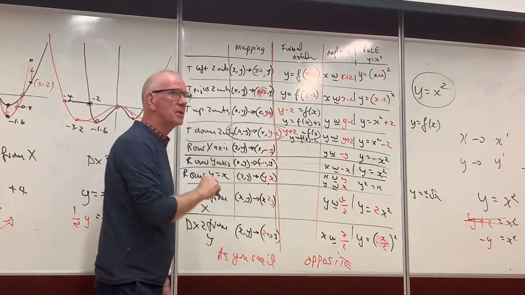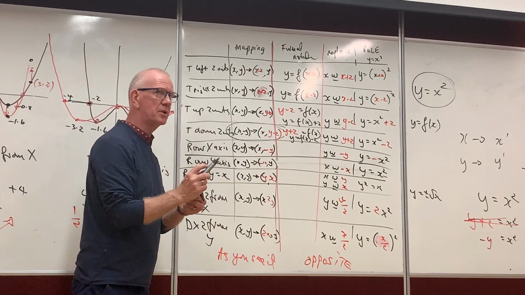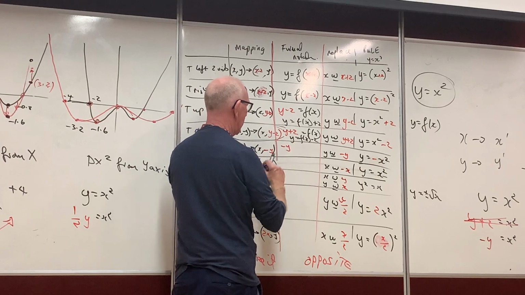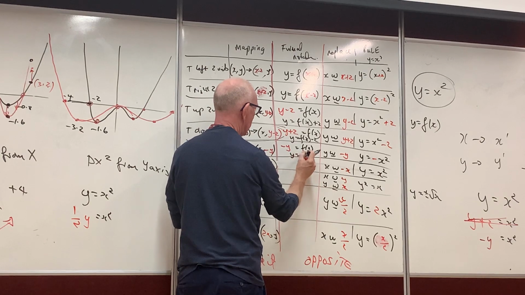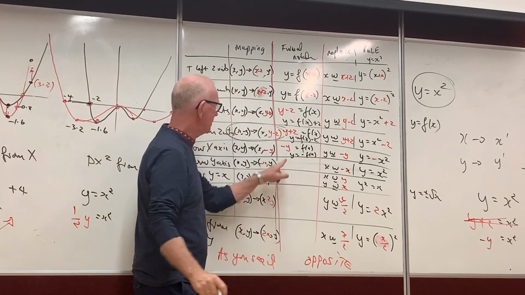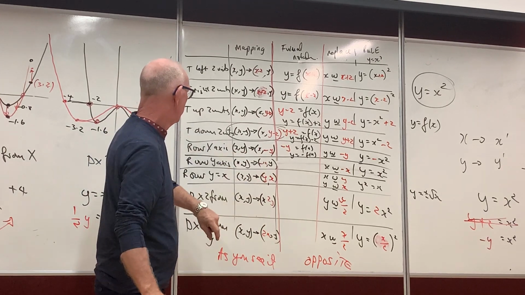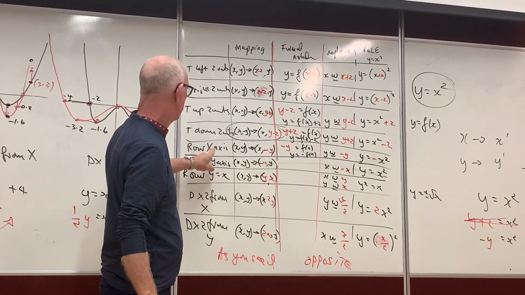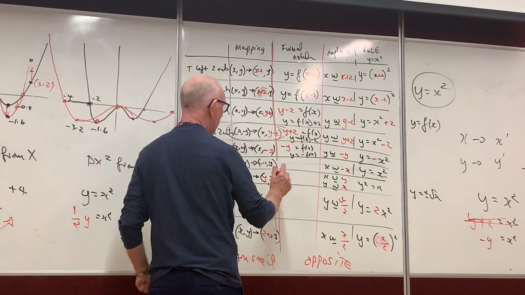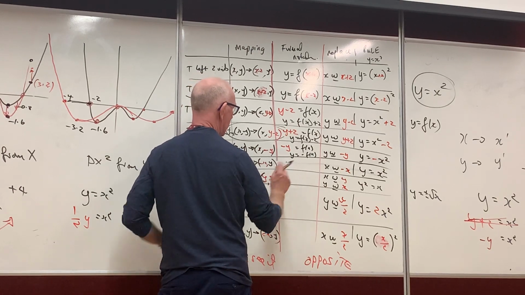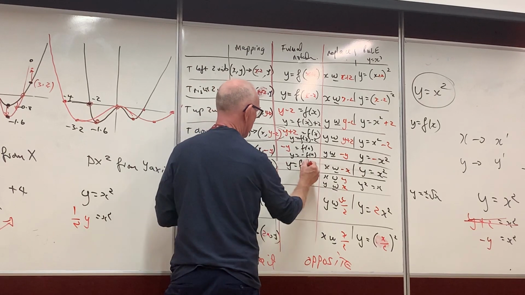Reflection over the x-axis. I replace y with minus y. So the rule is going to become minus y equals f of x. So y equals negative f of x. It started with replacing y with minus y. The same here, I'm going to replace x with minus x, so y equals f of minus x.